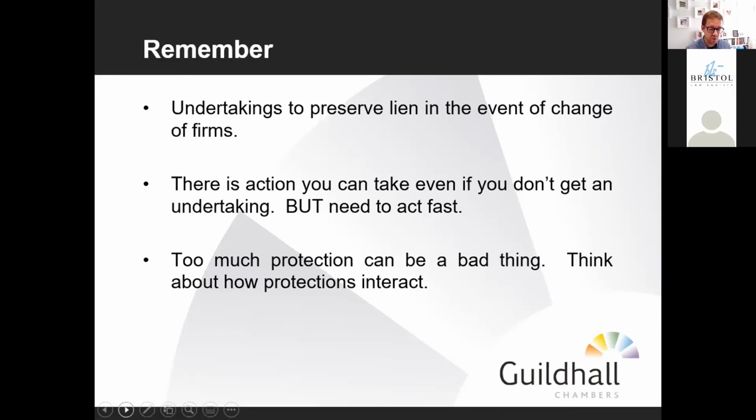The key message in all of this is, though, act quickly, give notice, make sure the other side know the basis upon which you are acting and that you are going to be asserting an interest in the recoveries or property that is the subject of the litigation, because if you don't give that notice, that's when you're most exposed.